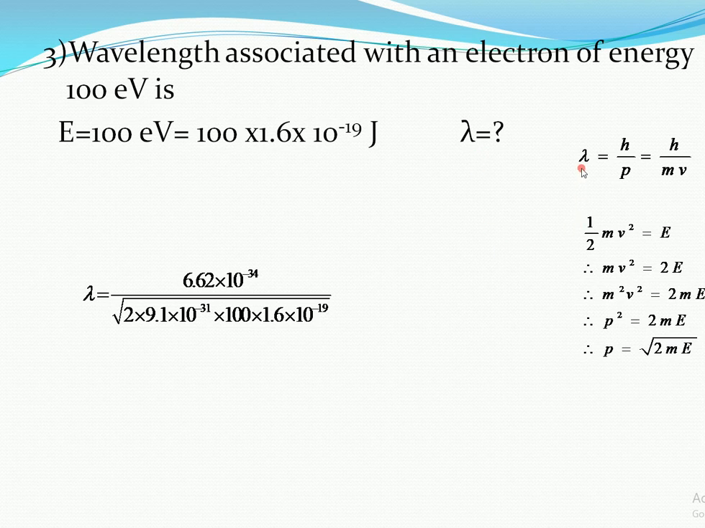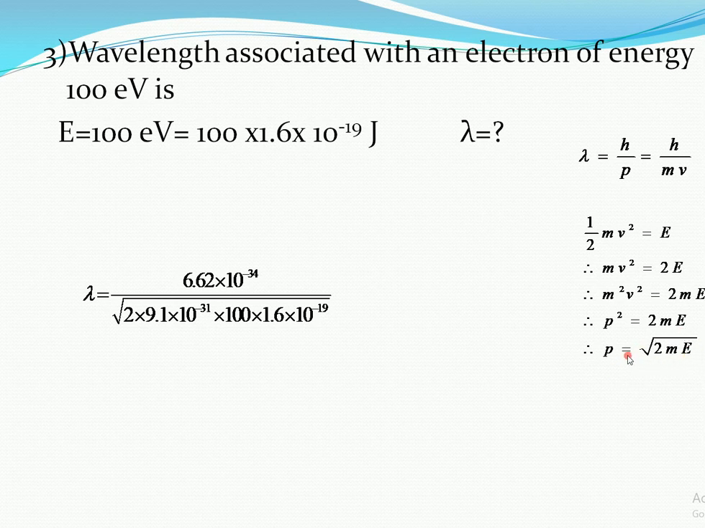The same formula we have to use here. Lambda is equal to h upon p. But this formula we have to convert into energy. So the energy of the electron is half of mv square, that is kinetic energy. Therefore m into v square is equal to 2 into E. By multiplying by m on both sides, we get m square v square is equal to 2m into E. But the value of mv is p, therefore p square is equal to 2m into E. Therefore p is equal to under root 2m into E.